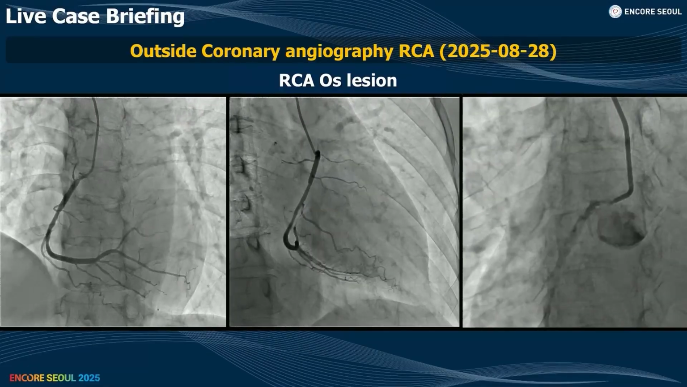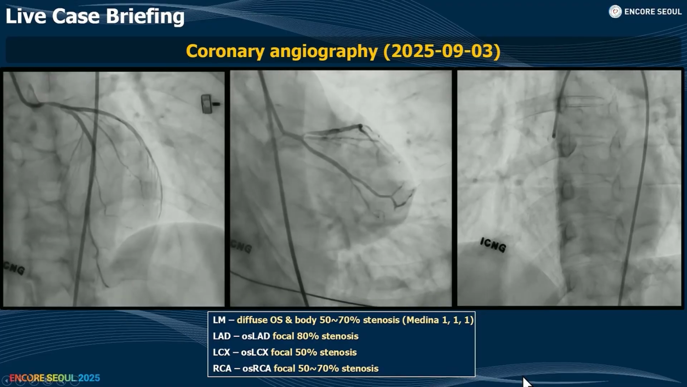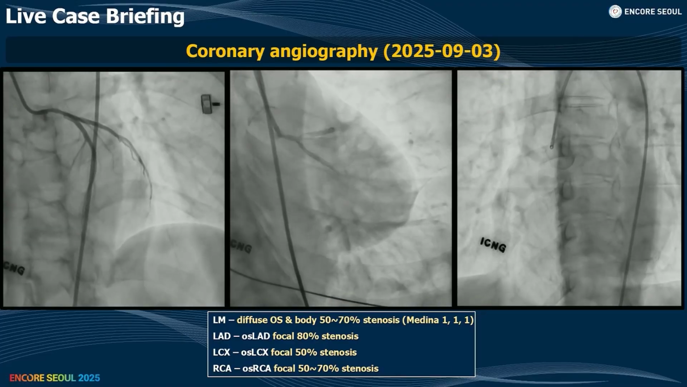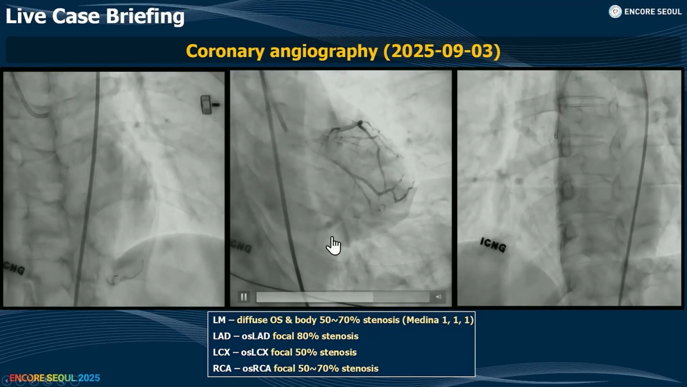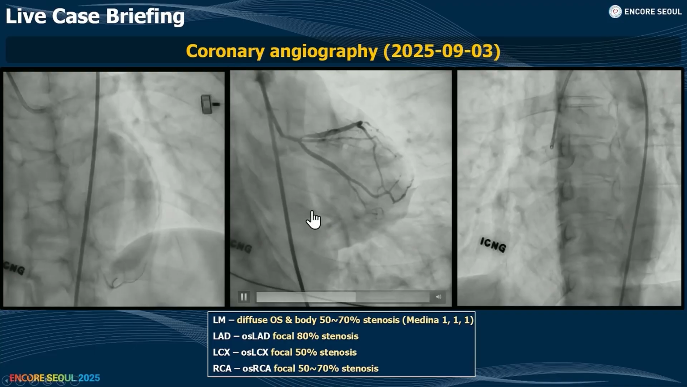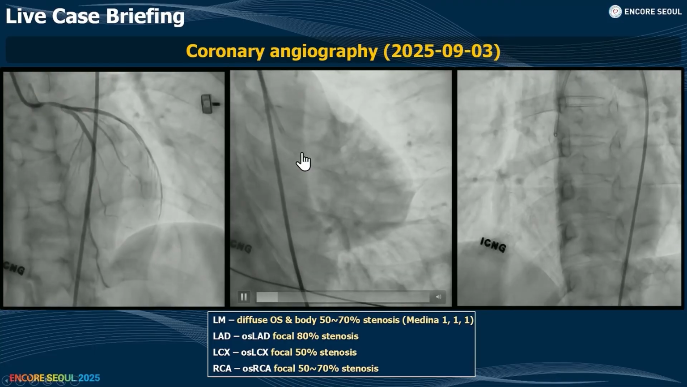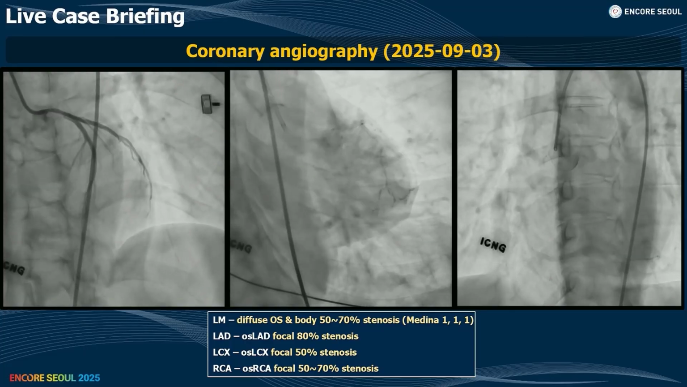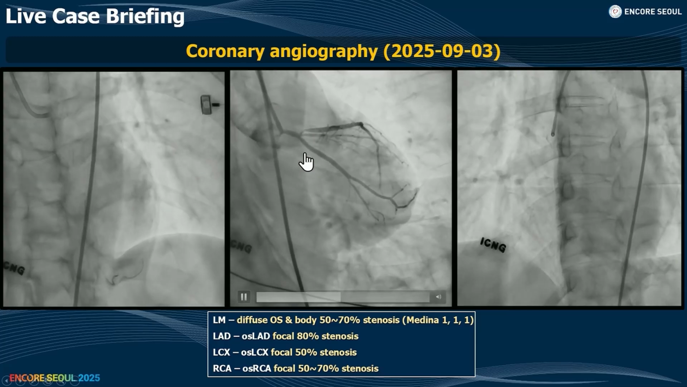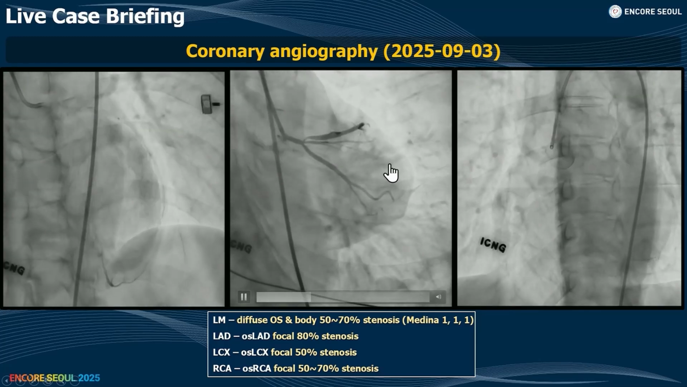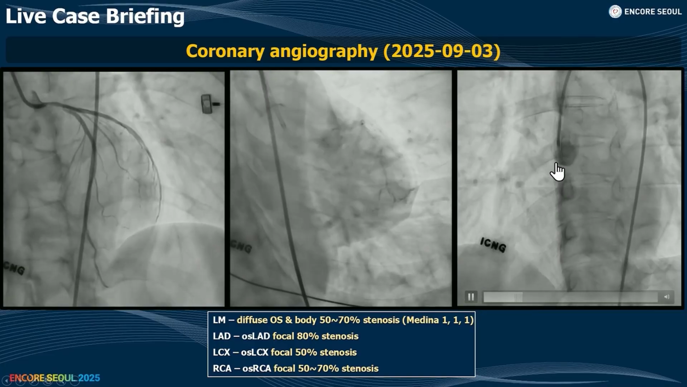Okay, next slide, please. So at our hospital, we took the coronary angiogram again. In the middle panel, you can appreciate the intermediate lesion from left main os to the left main body, and focal 80% stenosis at LAD ostium and 50% stenosis in circumflex os. And on the right panel, you can see some stenotic lesion, LCA ostium. Okay, next slide, please.